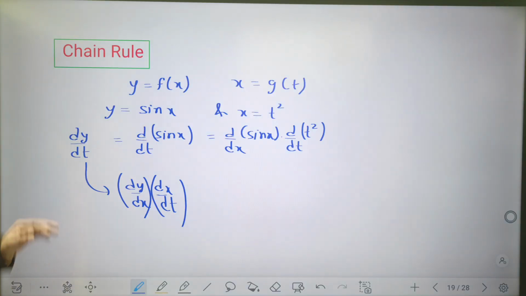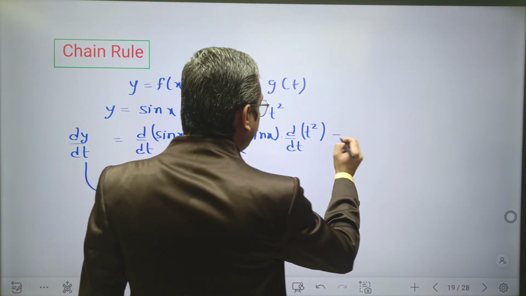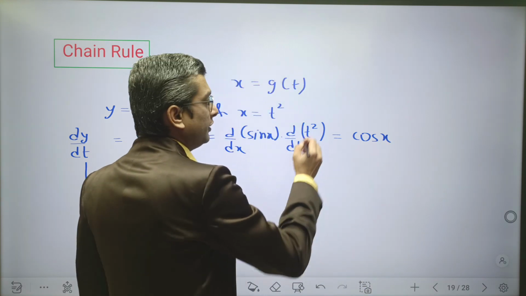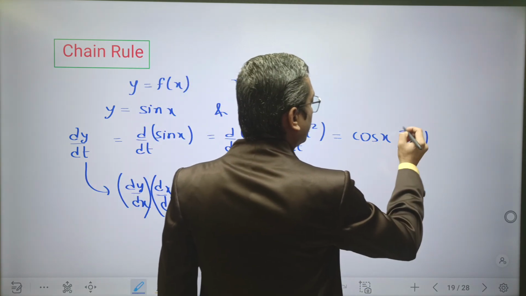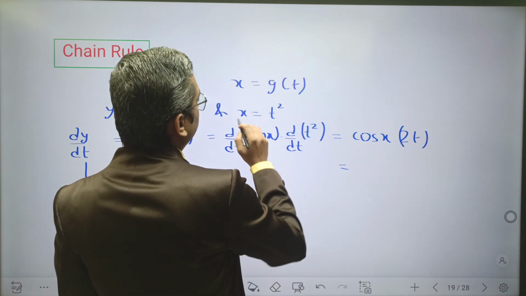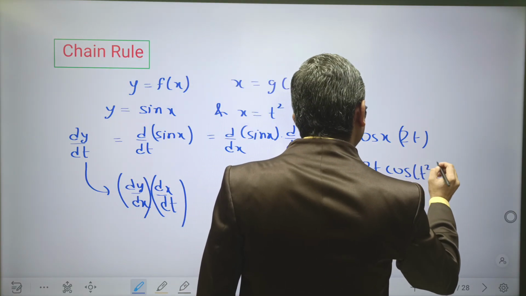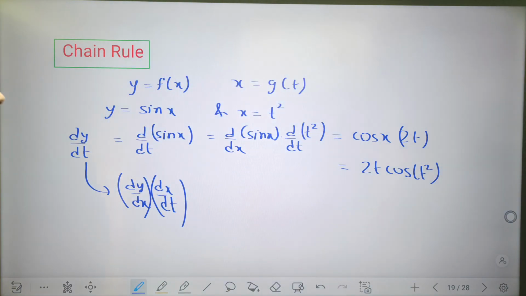So this is the basic formula. So what is d by dx of sine x? This is cos x. And what is d by dt of t square? That is 2t. And you can write x is equal to t square. So the answer will be 2t into cos of t square. So this is how we solve it.